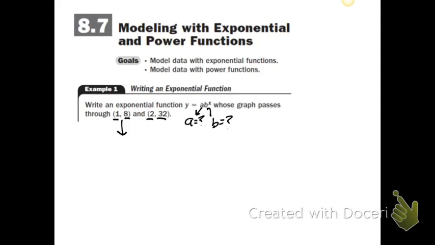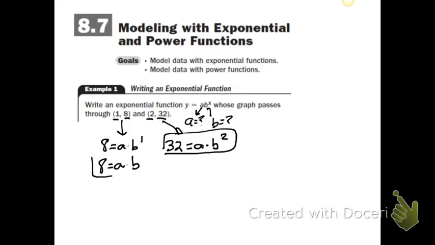So let's use this first coordinate to set up an equation. If we put in 8 for y, we should get 8 equals a times b to the power 1 for x, which simplifies to 8 equals just a times b. If we utilize this coordinate, we can say y will be 32, and that'll be equal to a times b to the power 2. Now we have two equations and two unknowns, so we should be able to solve this.